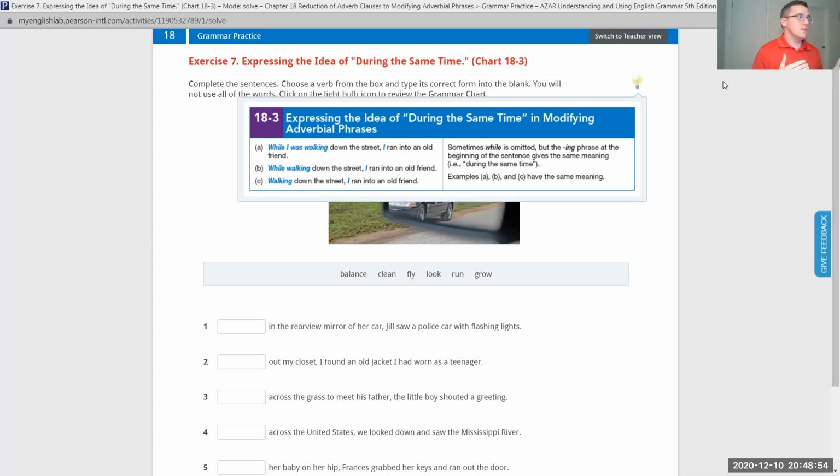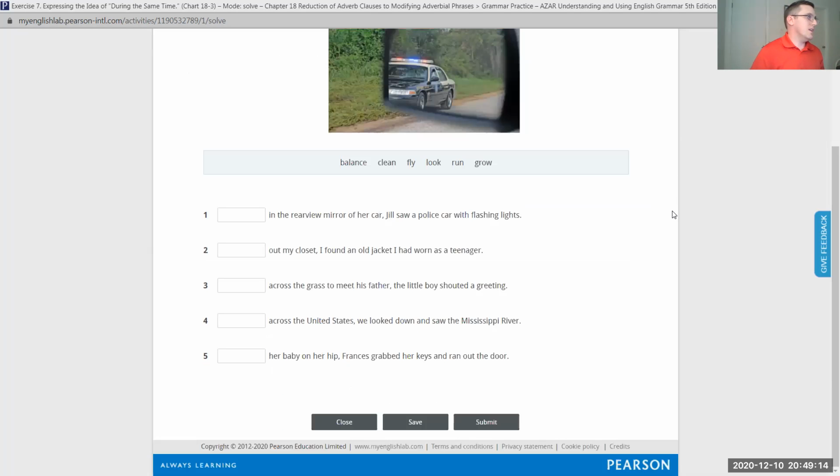So sometimes, especially in speaking, the "while" is omitted, and that -ing phrase at the beginning of the sentence gives the same meaning. We understand it to mean during the same time. These three sentences, A, B, and C, all have the same meaning. So let's look at some examples together. Read the sentence and then choose which one of the verbs will go in the blank. And we want to put those verbs in the -ing form, the progressive form.